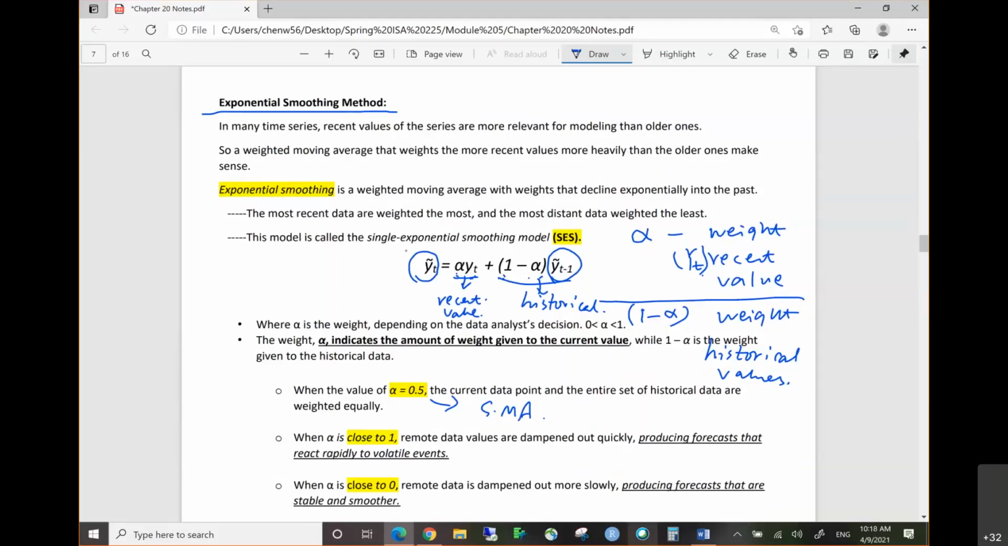And the other way, if alpha is close to 0, less than 0.5, what does that mean? That means the weight we assign to the current or recent value is actually smaller than the weight for the historical values. The recent value is not that important. All the previous values will be more important, so your prediction will be based on your previous values. Then it will be more smoothed and a little bit far away from what you observed, right?